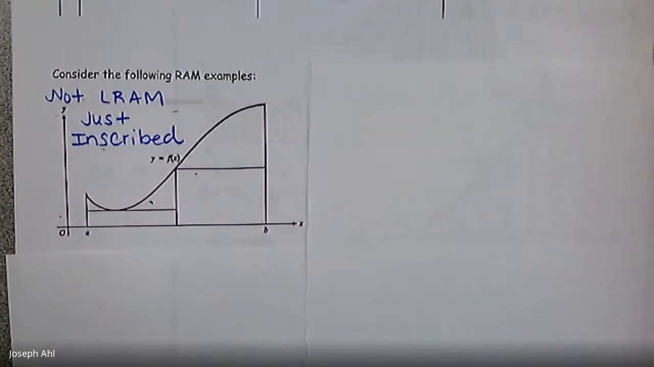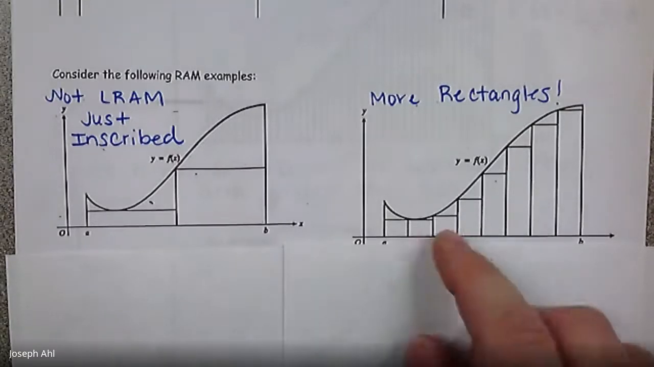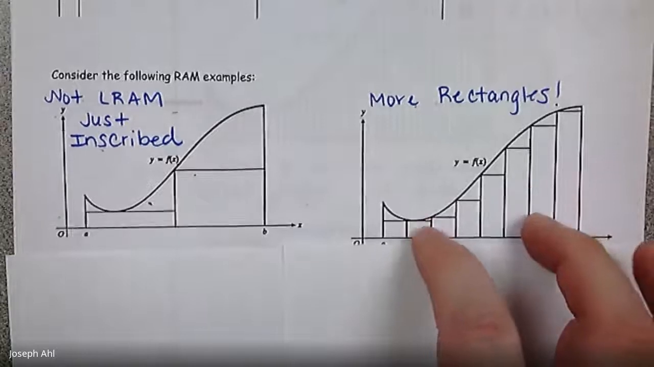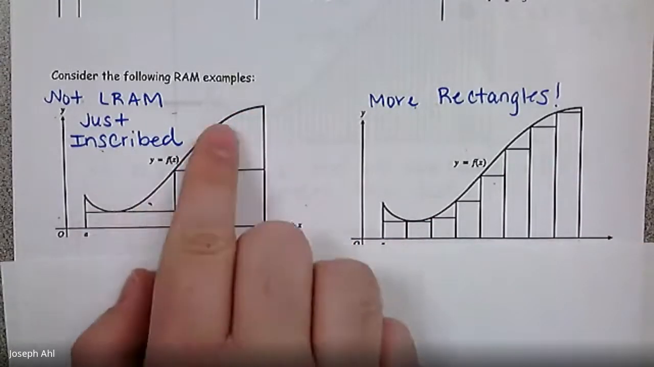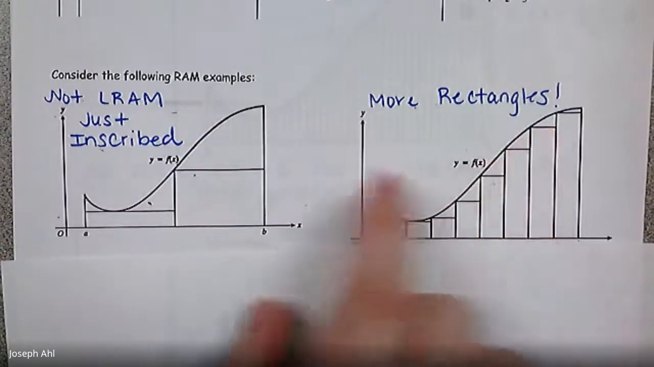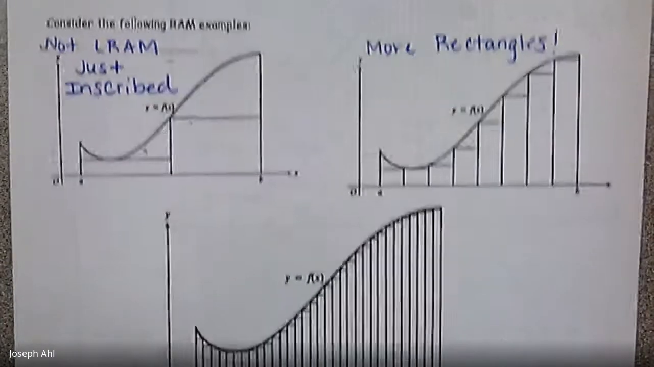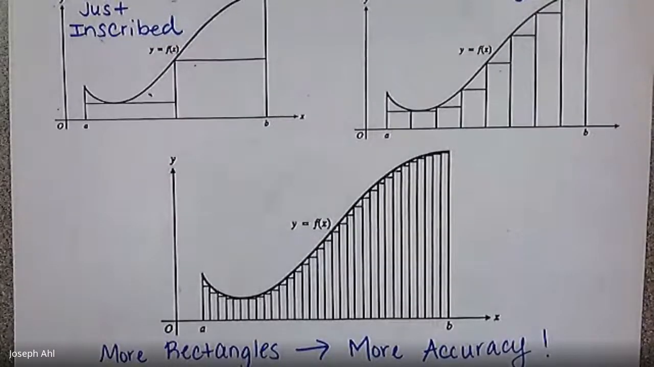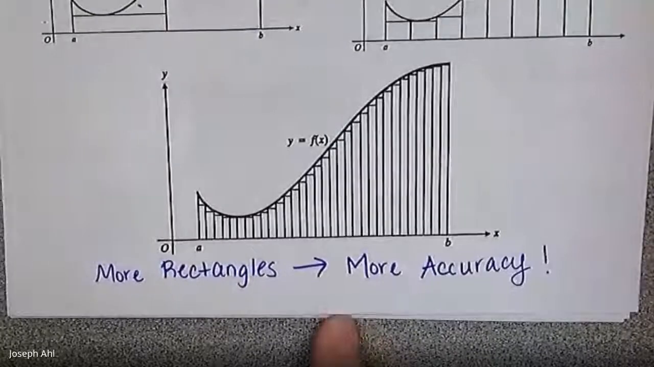If we extend those inscribed rectangles out a little bit further, here's some more rectangles. If I sum up the areas of these rectangles, that's going to be a little bit more accurate. Look at all the space that we're not capturing with just two rectangles. That's no good. If we extend it out a little bit further, there are still some gaps here, but not as many as we had with just two rectangles to start. And then we move on to the bottom. The more rectangles you have, the more accuracy you're going to have in capturing the area under the curve y equals f of x.